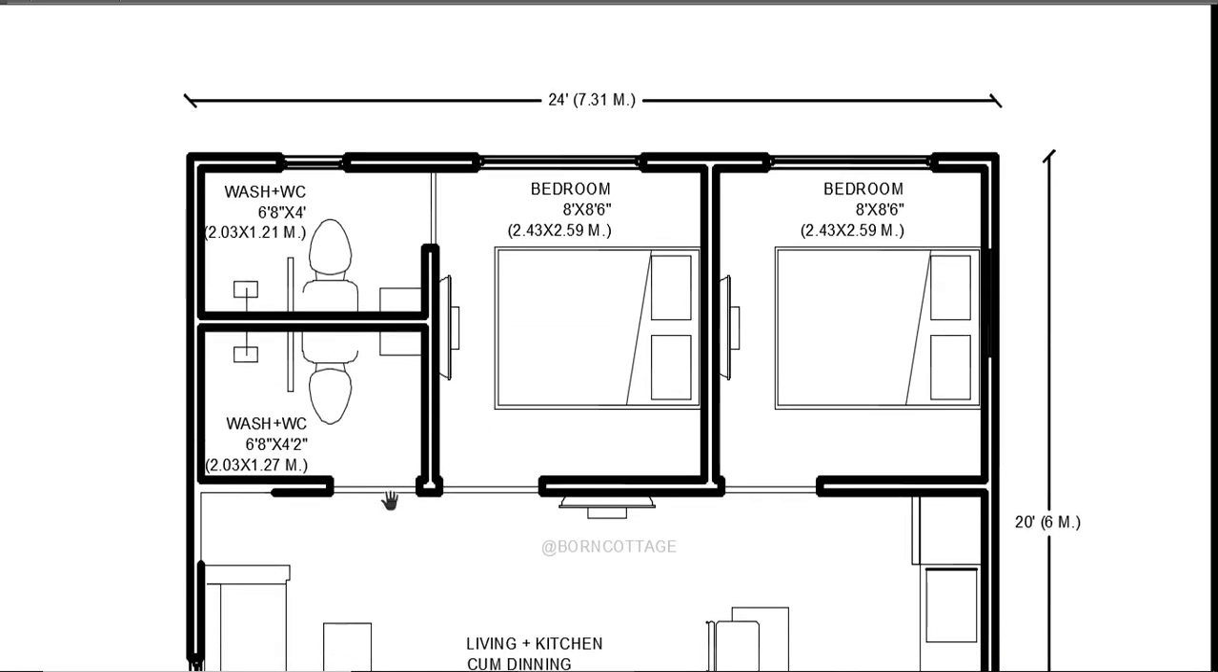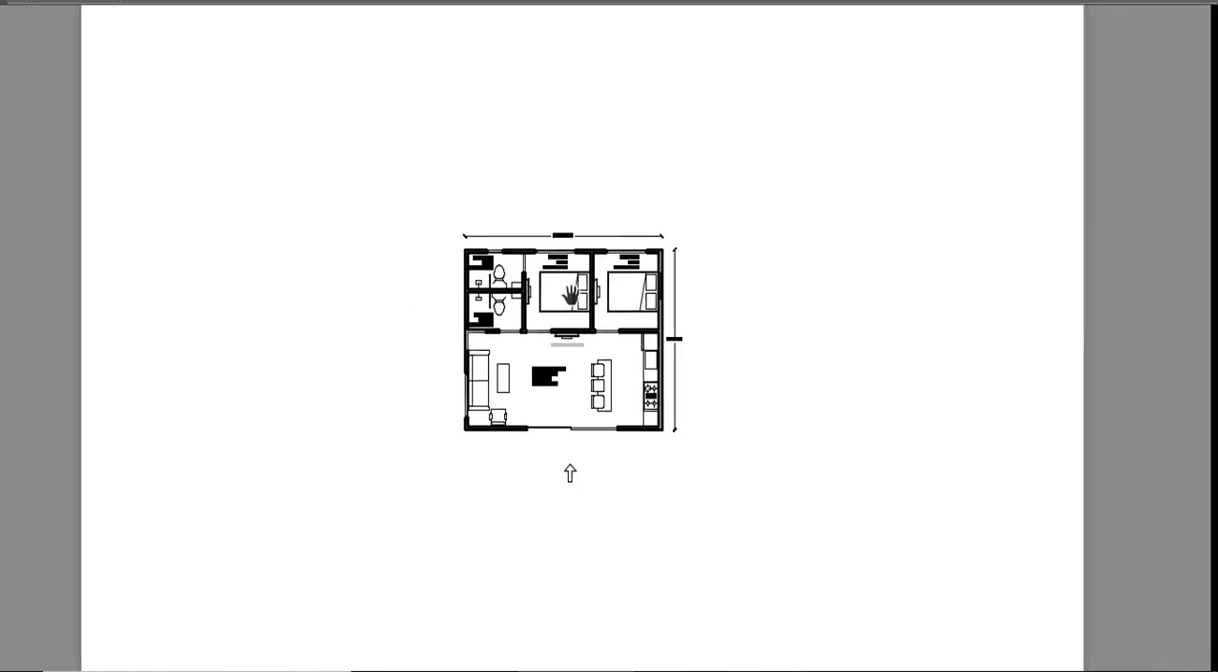So we have a common use washroom plus water closet. You can see here the wash basin, water closet and the shower area, and we have a ventilator for ventilation of this washroom. So this is the floor plan of the house you are watching on the screen.